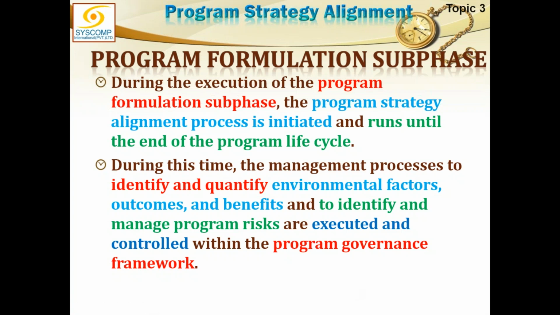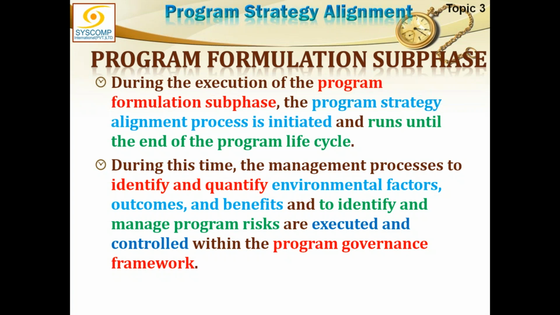During the execution of the program formulation subphase, the program strategy alignment process is initiated and runs until the end of the program life cycle. So as soon as execution of the program formulation subphase is in hand, the program strategy alignment process is initiated, and that is the point when you ensure that this runs until the end of the program life cycle. Until all the work of the program is done, this strategy alignment will have to remain.